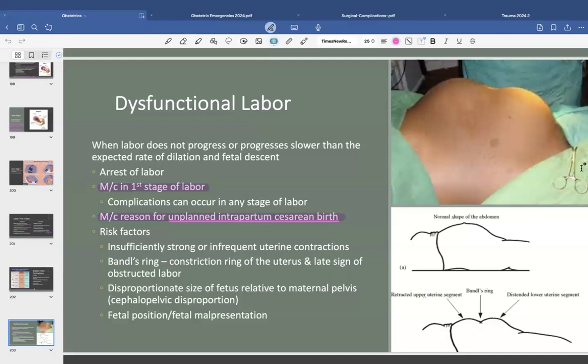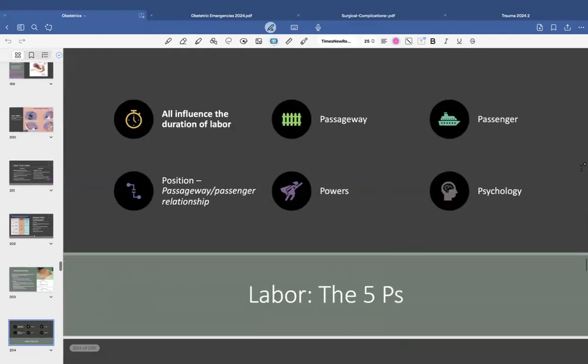All right, the 5 P's of labor. There are 5 P's. These all influence the duration of labor. How long are we going to be in labor? The passageway, the passenger, the position, powers, and psyche or psychology. We're going to talk about each of those so that you can understand why labor may take longer than usual. And we've talked about some of this stuff already.